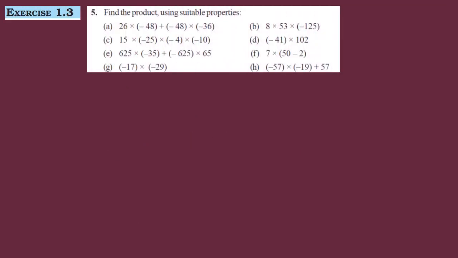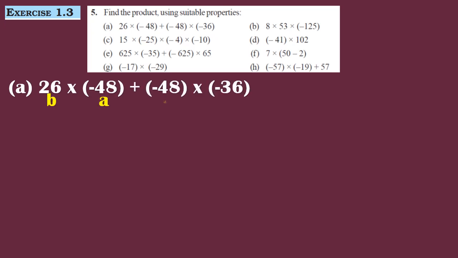Now question number 5. Find the product using suitable properties. So the first one, 26 into minus 48 plus minus 48 into minus 36. Here minus 48 is common in both the terms. 26 into minus 48 is one term. Minus 48 into minus 36 is another term.